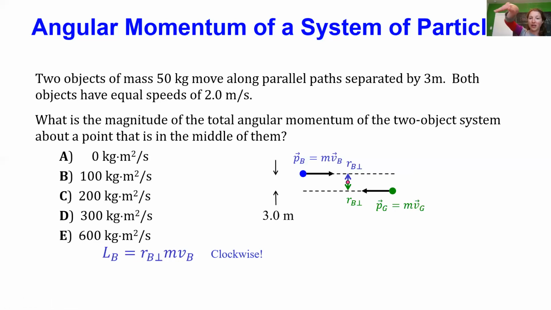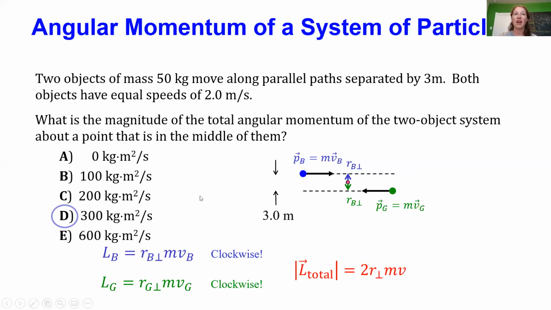So r is going down and to the right, and if I curl my hand towards p, that also gives me an angular momentum vector that points into the page, or again, a clockwise angular momentum vector. So same magnitude, same direction. These two vectors are going to add their magnitudes to give us answer D of 300 kilogram meters squared per second.